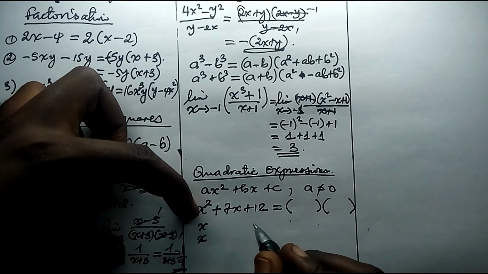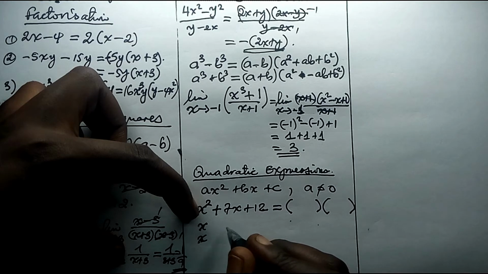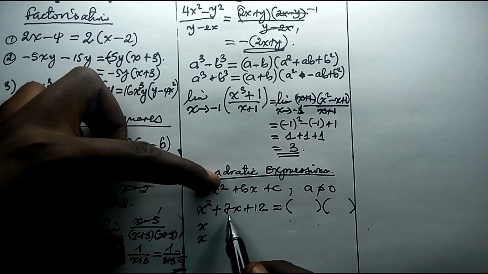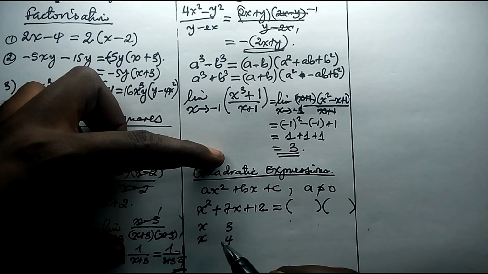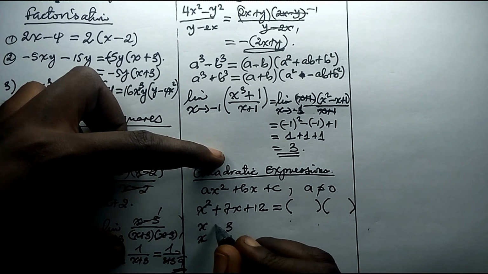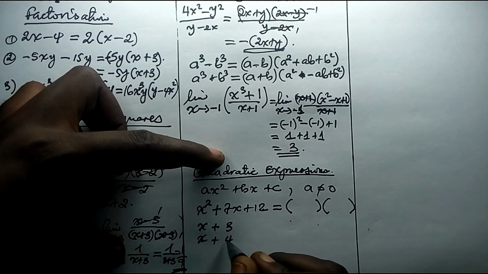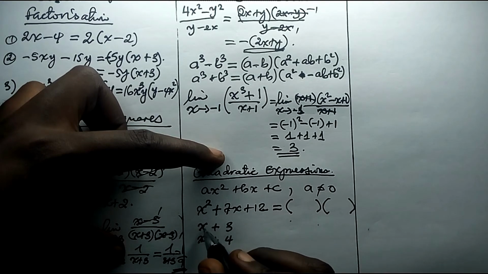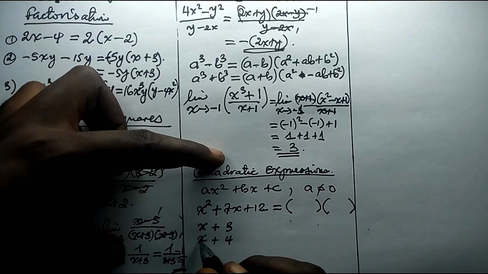But the choice of the two numbers, for instance 3 and 4, will be based on the middle term, in such a way that if I cross multiply and add or subtract the results, I should get the middle term. So if I have positive 3 and positive 4, crossing and adding, I will have 7x. And that means my factors are x plus 3 and x plus 4.